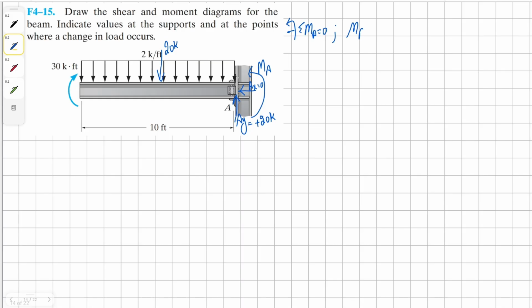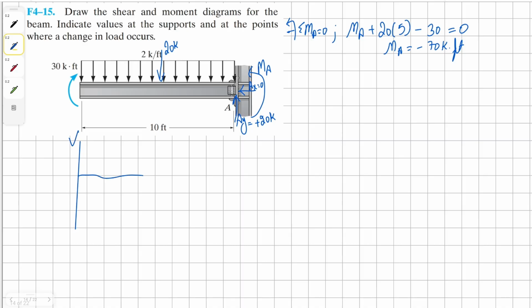So we're going to have positive moment A, positive 20 times 5, and then clockwise 30 moment on the other side. Solving for moment A, we get our solution as negative 70 pound-foot. And now we can start drawing our shear diagram.